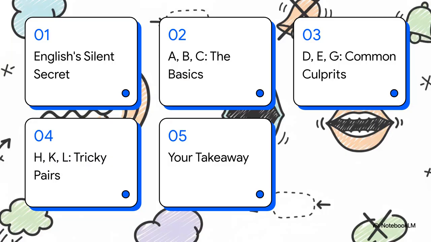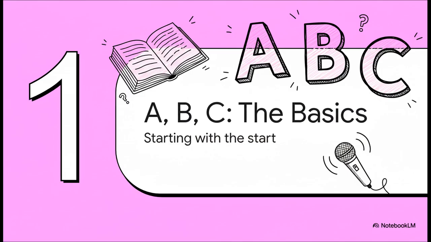So here's our game plan for this explainer. We're going to kick things off with the basics, A, B, and C. Then we'll dig into some of the most common culprits, D, E, and G. After that, we'll tackle the tricky pairs like H, K, and L, and we'll wrap it all up with a key takeaway to help your pronunciation. Okay, let's do this. First up, A, B, and C.